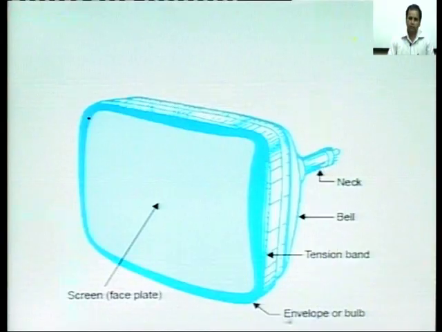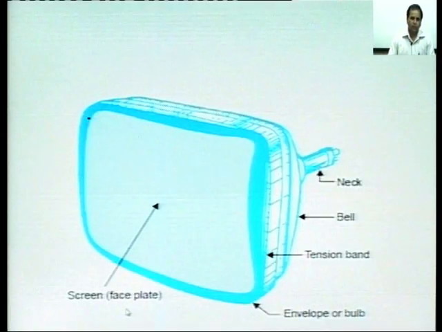Next is the envelope or bulb. As we normally see a bulb, similarly we have a bulb here also. This bulb is where the whole of the light we see comes from. It glows when it is under the effect of the electron beam which covers this entire screen, and where we see the different pictures or the illuminated screen. So, that is the envelope or bulb.